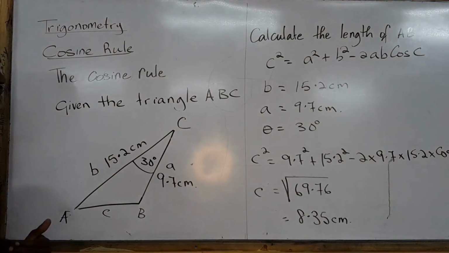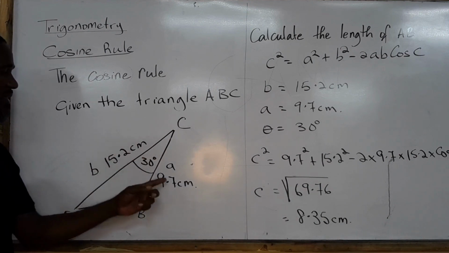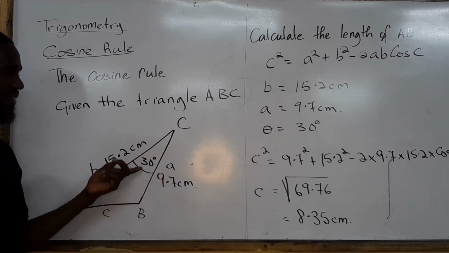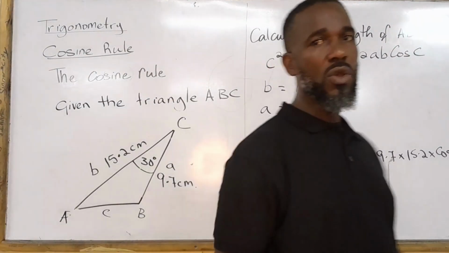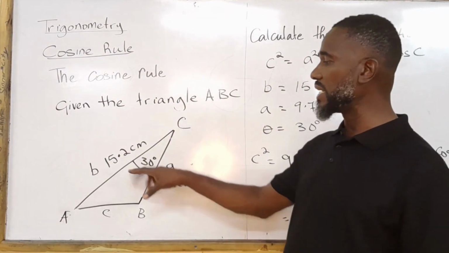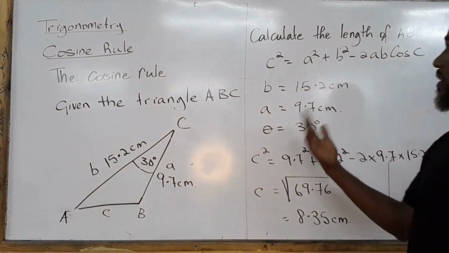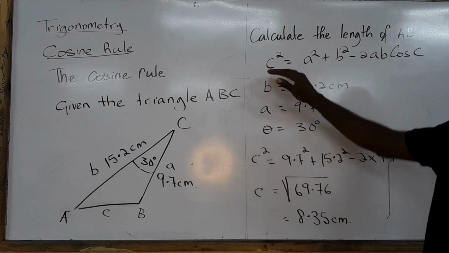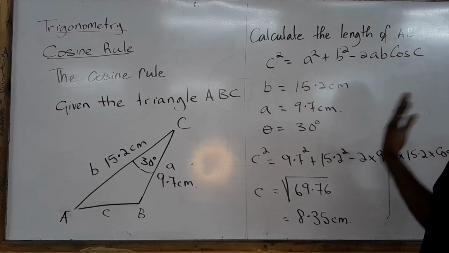Again, when do we use the cosine rule? We use the cosine rule when we are given two sides and the angle between them. Once we can identify the given sides and that the angle between them is given, we use the formula, and in this case we use c squared is equal to a squared plus b squared minus 2ab cos of C.